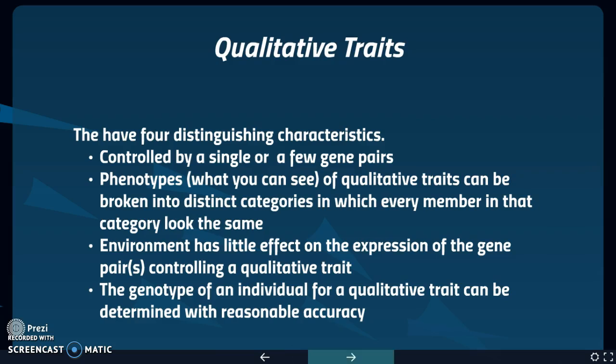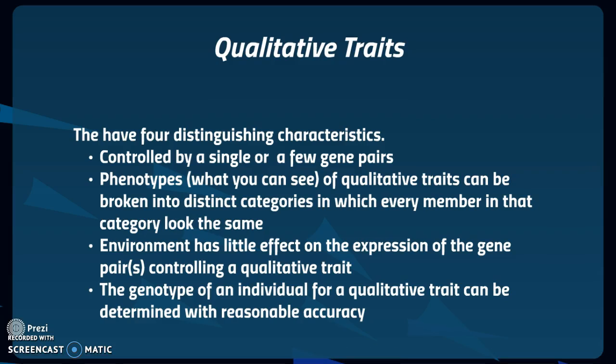So, qualitative traits. They have four distinguishing characteristics. They're controlled by a single or a few gene pairs. Phenotypes, what you can see, of qualitative traits can be broken into distinct categories in which every member in that category looks the same. Environment has little effect on the expression of the gene pairs controlling a qualitative trait. The genotype of an individual for a qualitative trait can be determined with reasonable accuracy.